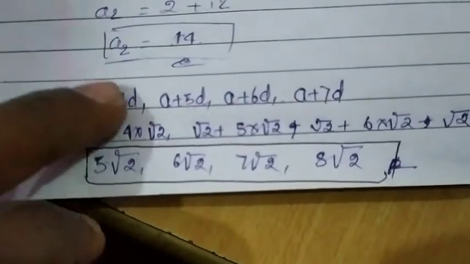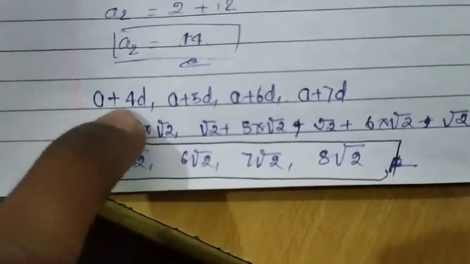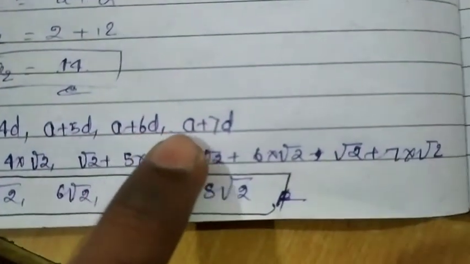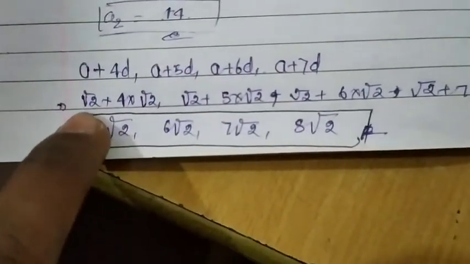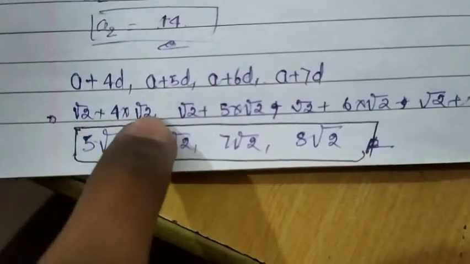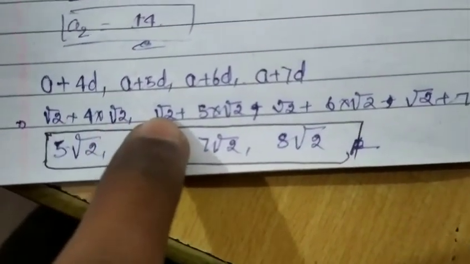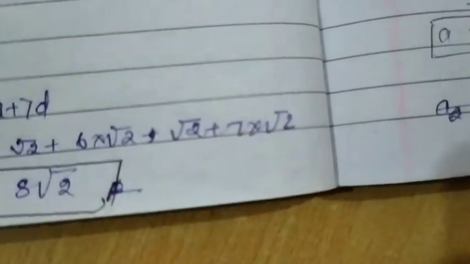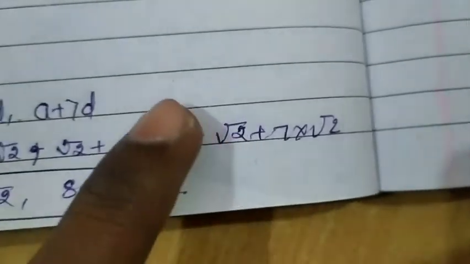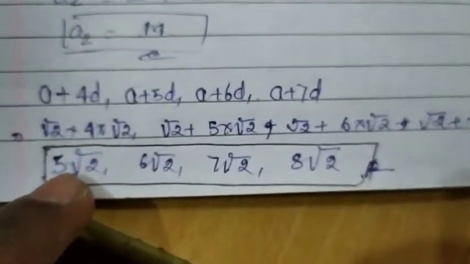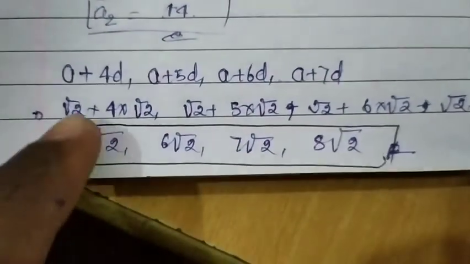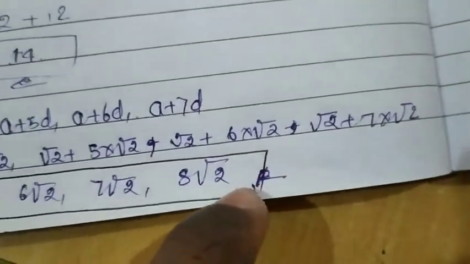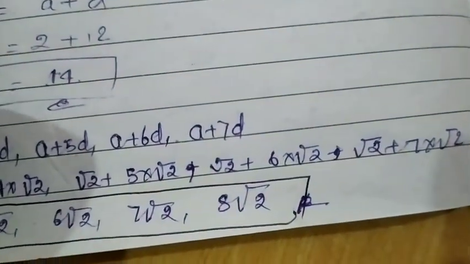So the next 4 terms can be evaluated like this: A plus 4D, A plus 5D, A plus 6D and A plus 7D. So it will be A is root 2, 4 into D is root 2. So again root 2 plus 5 into root 2. Similarly, you can do the rest, and thus you can get your answer. That is, the next 4 terms are 5 root 2, 6 root 2, 7 root 2 and 8 root 2. Okay, so this is the way you can do the rest on your own. I hope so.